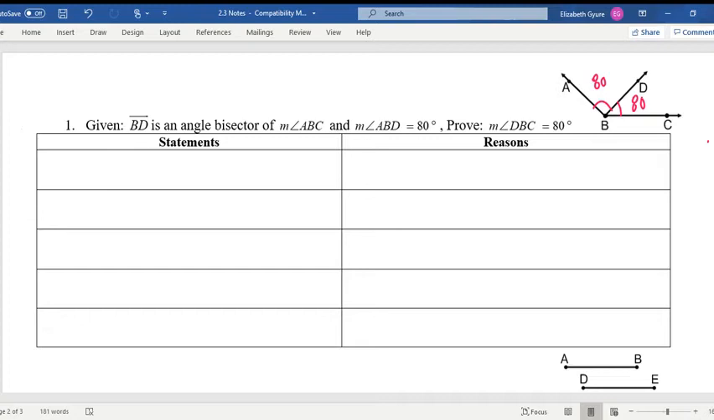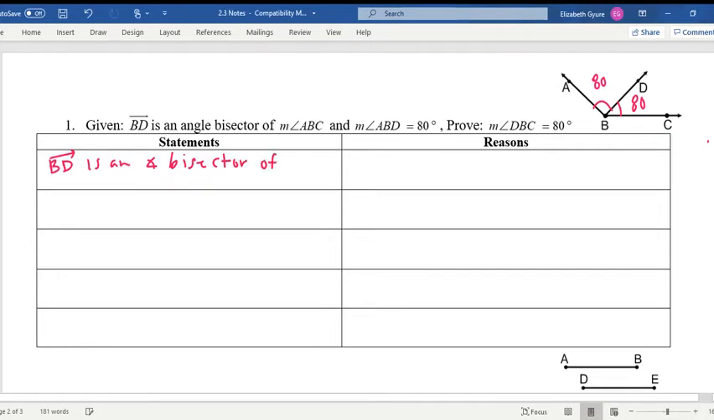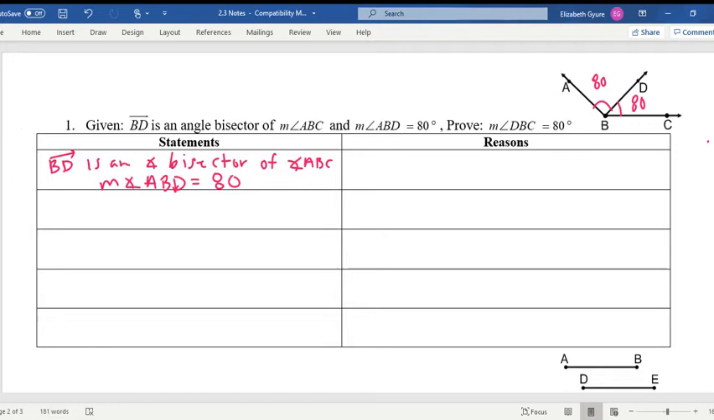So we know that ray BD is an angle bisector of angle ABC. Again, pardon the terrible handwriting. It's almost impossible to write small on this thing. And the measure of angle ABD equals 80. I'm going ahead and putting them both in one line because I like to get all my givens out of the way. Some textbooks and some teachers like to put them in as you use them. I like to just put them all in so we can't forget about anything. So that's my given.